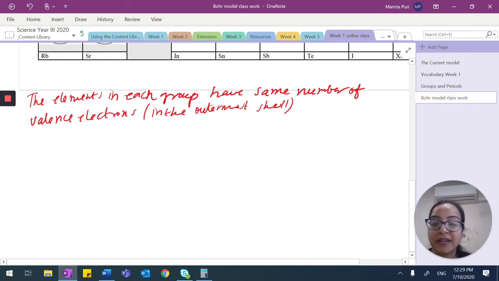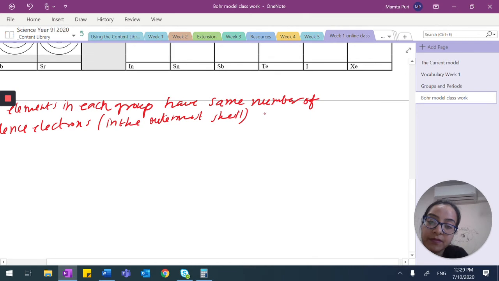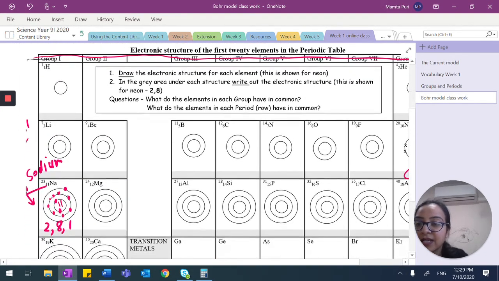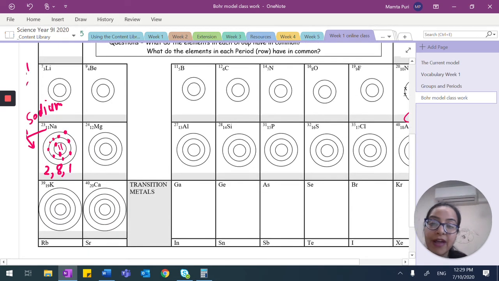Let me read the sentence myself first. I have written for you, the elements in each group have the same number of valence electrons for any group. For example, if you take into consideration group number 2, you will see they have just the same number of electrons in the outermost shell. When you finish this worksheet, then you will see that.